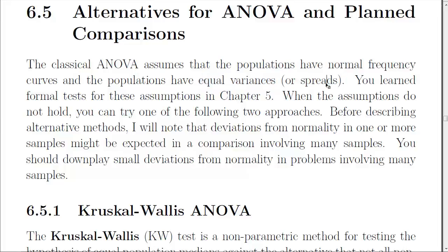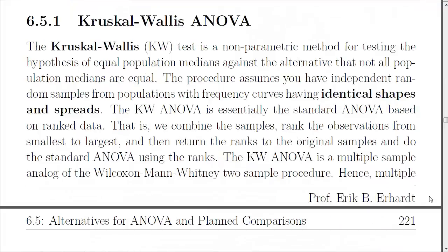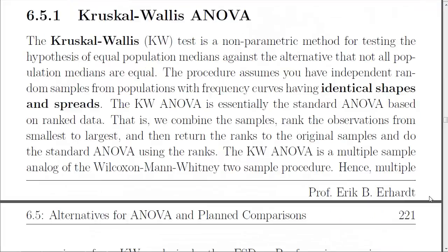So when either of those two model assumptions are not met, then we can look in this chapter, Chapter 6, for alternatives, and here our method is going to be the Kruskal-Wallis analysis of variance. So this is a nonparametric test for testing whether the medians for all the populations are equal versus the alternative that at least one pair of medians differ.